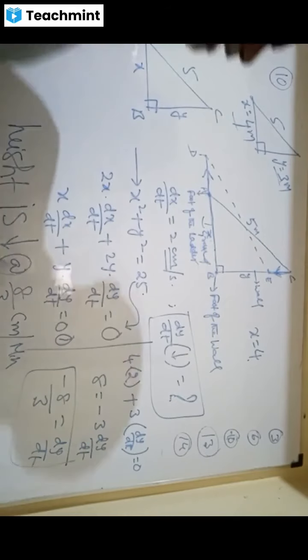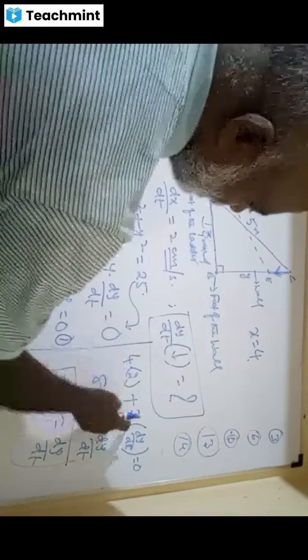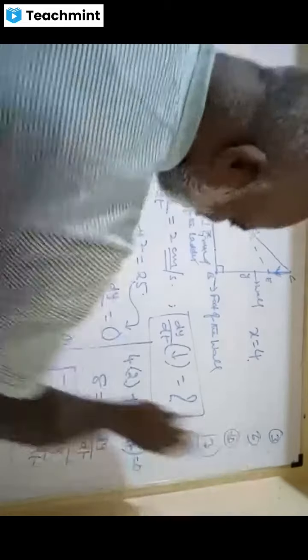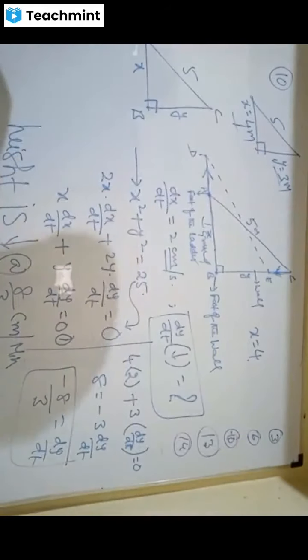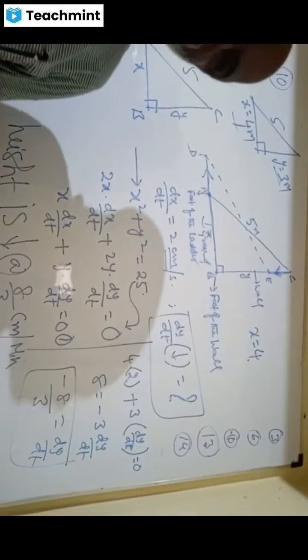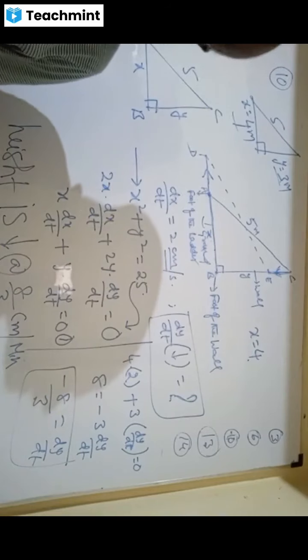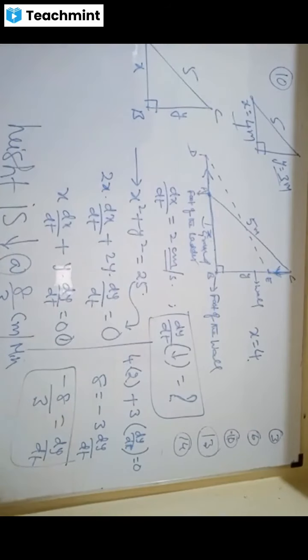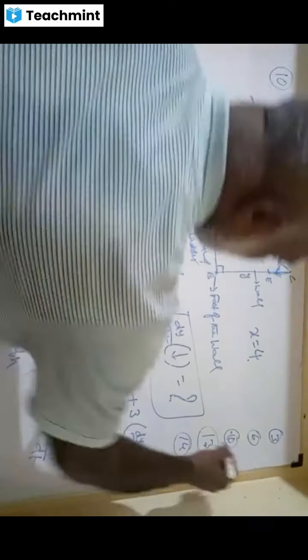Otherwise, if you want change it, this become 400, this become 300. Anyway, you can divide with 100. It will be same answer now. Is it clear, dears? Is it clear? So 10th is done.